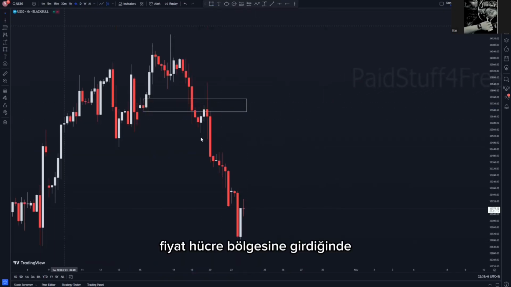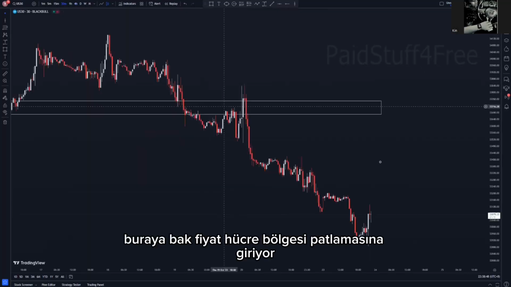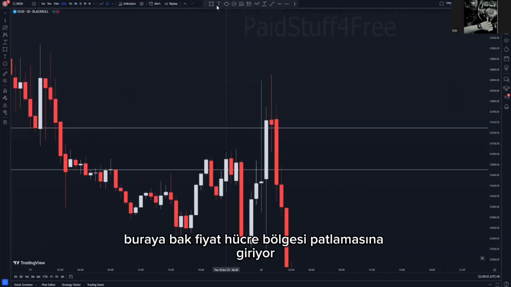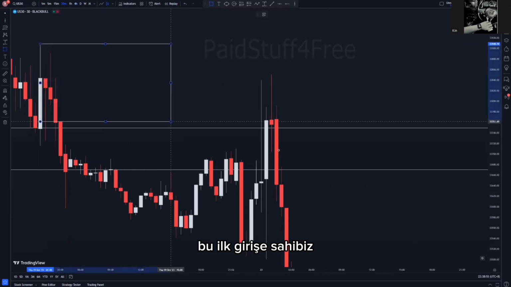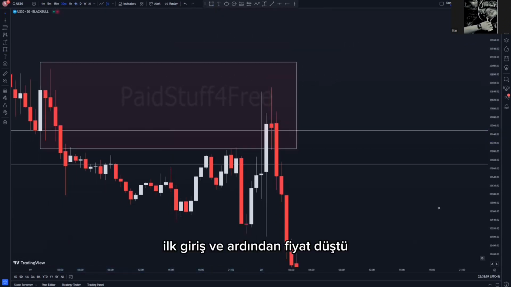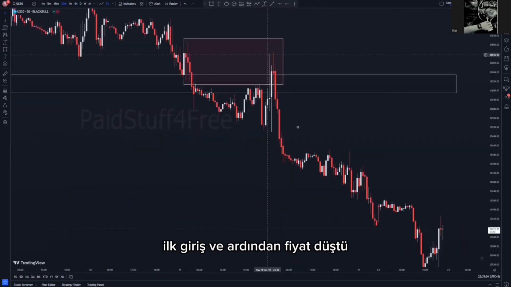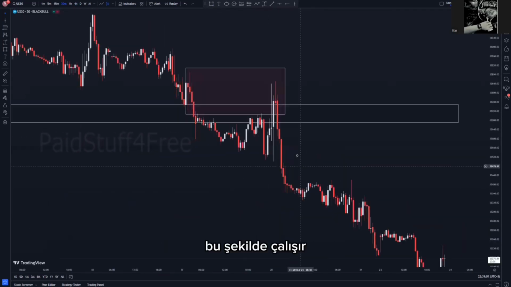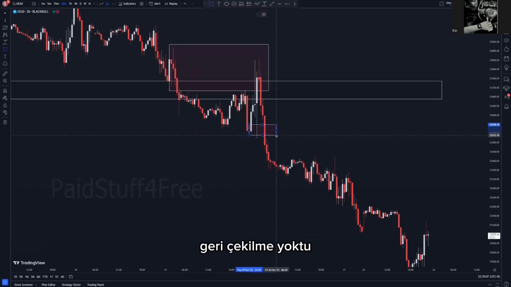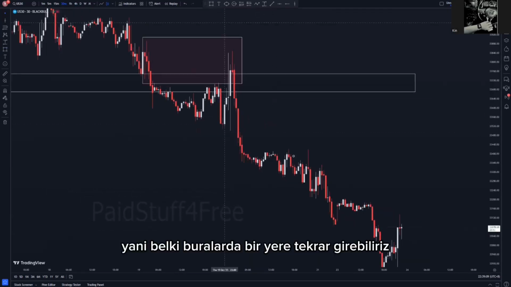So when price gets into the sell zone, okay, look over here. The price gets into the sell zone. Boom. We have this first entry, right? First entry. And then the price went down. So yeah, this is how it worked. So where to re-enter? Maybe, oh, there was no pullback. So maybe somewhere around here, we can re-enter.